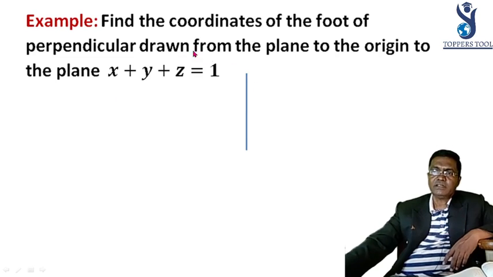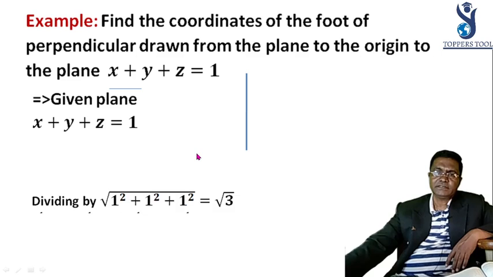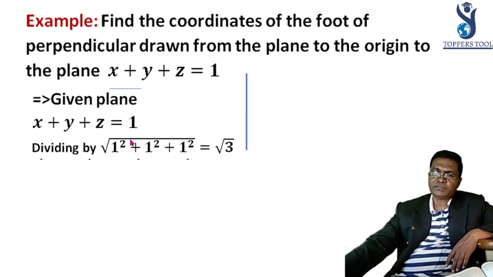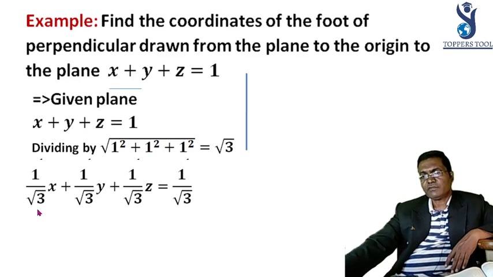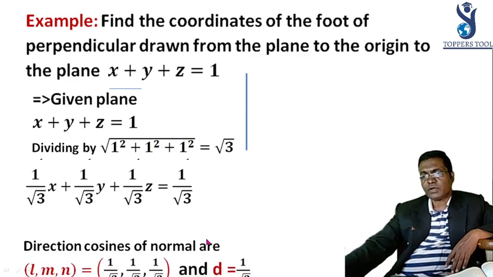So let's have one more example. Find the coordinates of the foot of perpendicular drawn from the origin to the plane. First you divide the given plane throughout by the square root of 1 square plus 1 square plus 1 square, that gives you root 3. So on dividing you will get 1 by root 3 x, 1 by root 3 y, 1 by root 3 z equal to 1 by root 3. Clearly this is in the form of Lx plus My plus Nz equal to D. So L, M, N are 1 by root 3, 1 by root 3, 1 by root 3, and D is also 1 by root 3.